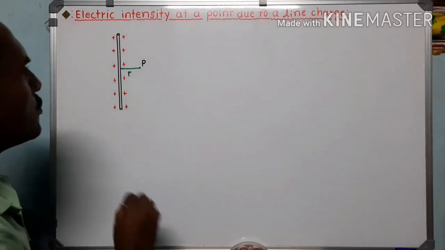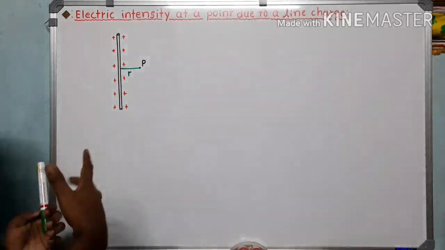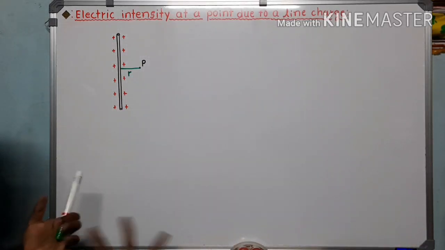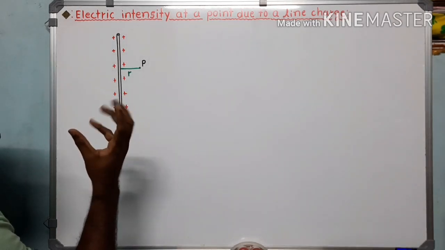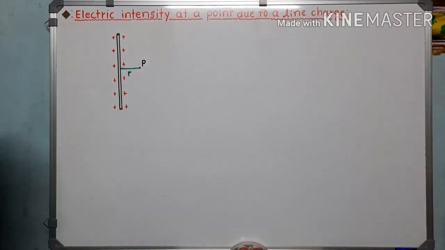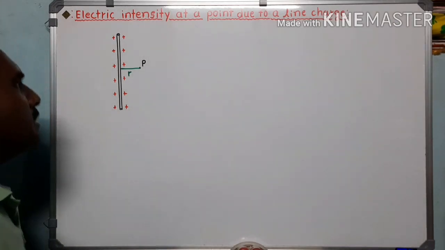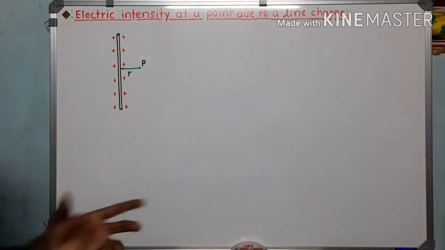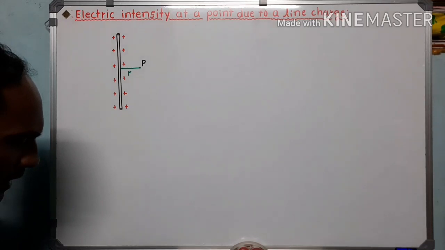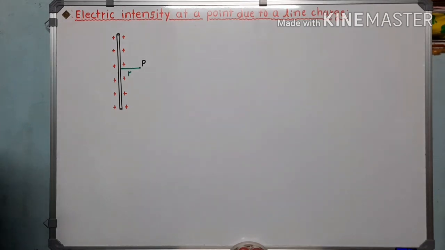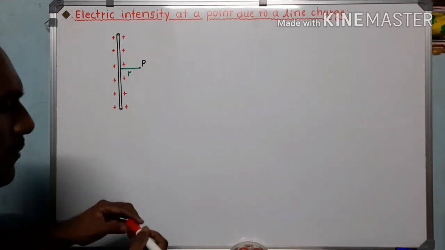My dear students, throughout the length, how many charges are present, I don't know. That's why I consider whatever charge is present in unit length, that is charge per unit length, called surface charge density. Sorry, it is not surface charge density, it is linear charge density. Now, lambda is the charge per unit length.